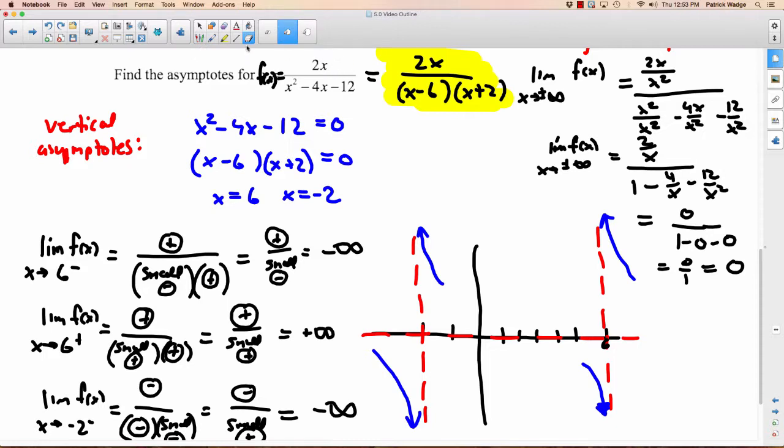One last thing, very, very quick, don't worry. What are the intercepts here? To get the y-intercepts, you'd be putting 0 into the x's, so you'd have 2 times 0, which is 0, divided by 0 minus 6, which is negative 6, and 0 plus 2, which is 2. So you get 0 over negative 12, which is just 0. So your y-intercept, I guess, is at 0. So you have a point right here.